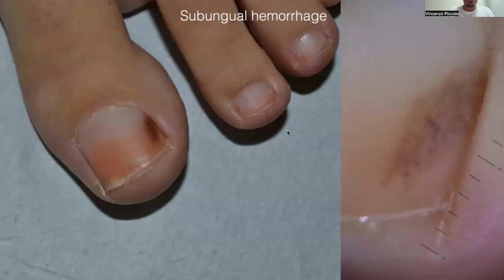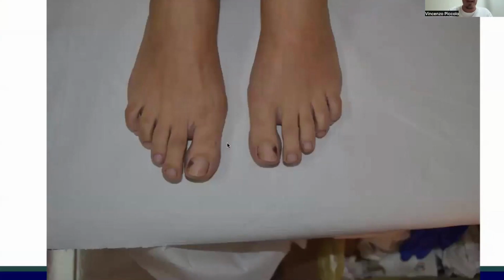This condition that is very common but is important to recognize is called subungual hemorrhage, just blood that is inside the nail after micro or big trauma of the toenail. In this case, like you can see here, it is associated with orange chromonychia, often secondary to trauma through chronic microtrauma of the nail.